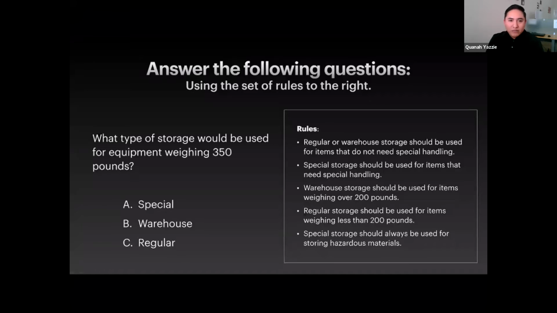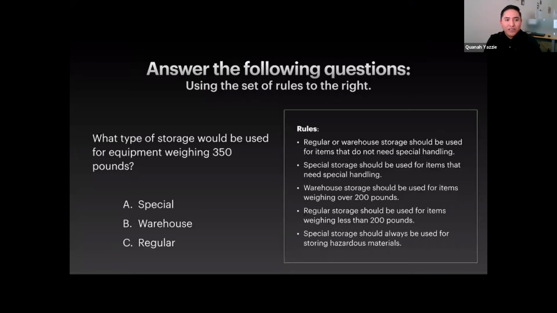The rules here: remember that regular or warehouse storage should be used for items that do not need special handling. Special storage should be used for items that need special handling. Warehouse storage should be used for items weighing over 200 pounds. Regular storage should be used for items weighing less than 200 pounds. Special storage should always be used for storing hazardous materials.